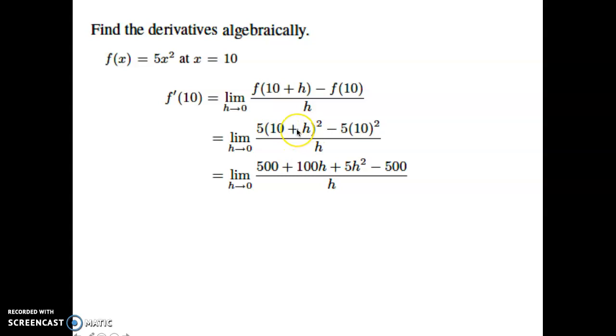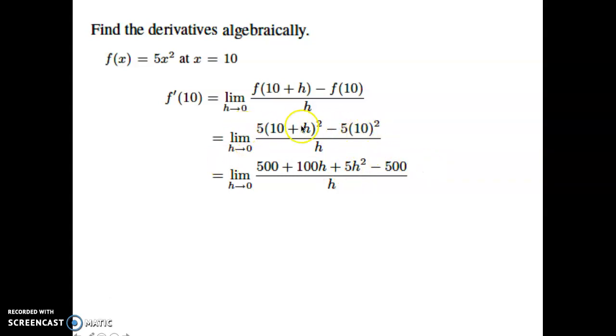Foiling this part out, I would get 100 plus 20h plus h squared. And then I'm going to multiply that by 5, so I would get 500 plus 20 times 5 is 100h plus 5h squared minus 5 times 100, which is 500.